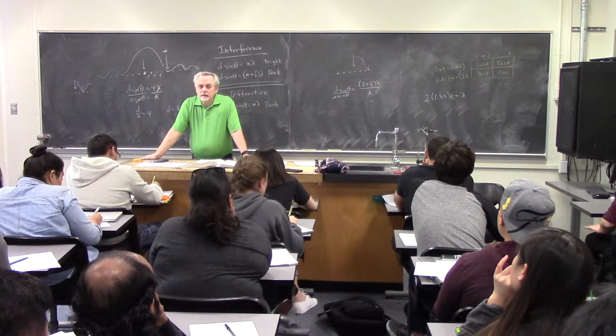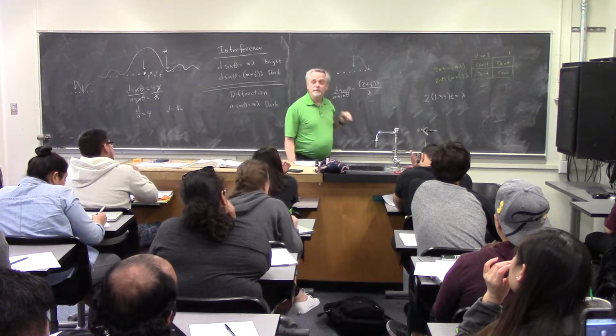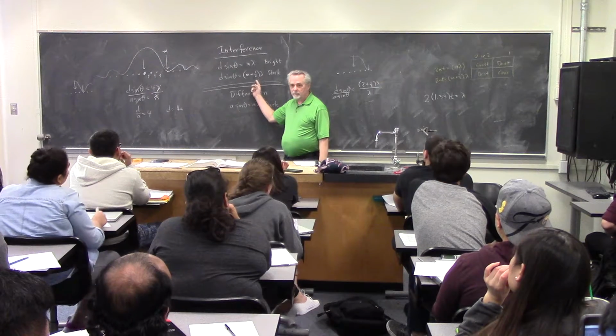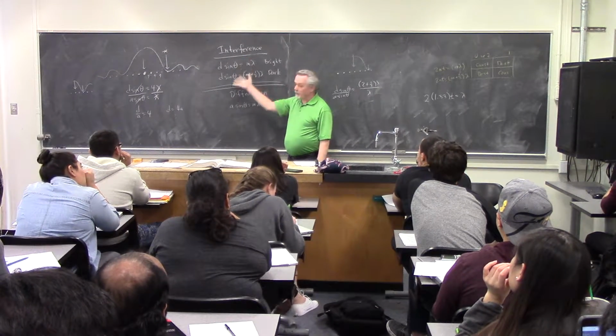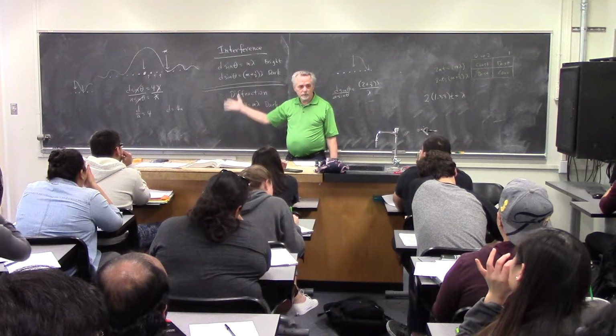How did we get the half in the equation? Why did we have the half? Because I told you with an interference dark spot, and dark spots have to be here. By the way, I'm giving you these equations. You've got to know what to do with them, but I will give them to you.